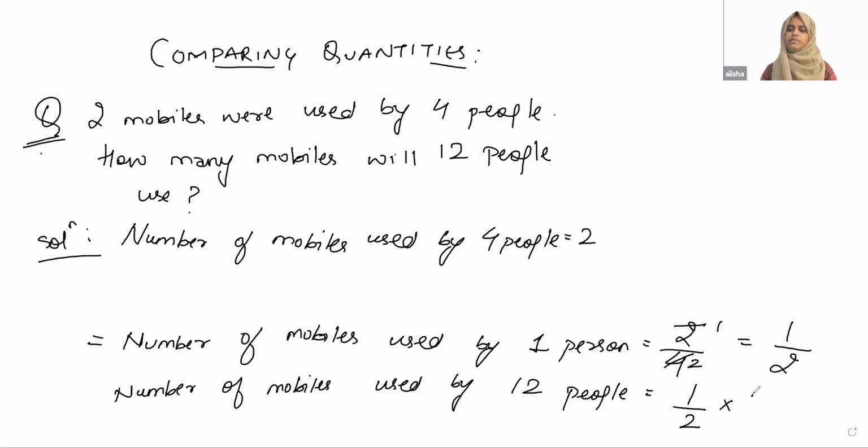6. Right, half multiplied by 12 is equals to 6, okay? So 6 is my final answer. 12 people use how many mobiles? 12 people use 6 mobiles, right or wrong? Right, ma'am. Understood or not? Understood, ma'am. Do you have any doubt? No, ma'am. Okay, always write statements in word problems, okay?